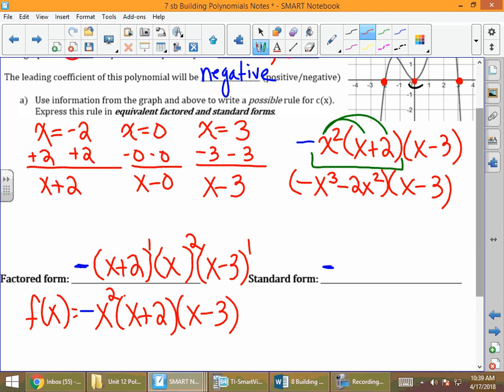So -x cubed times x is -x to the 4th. -x cubed times -3 is positive 3x cubed. -2x squared times x is -2x cubed. And -2x squared times -3 is positive 6x squared.